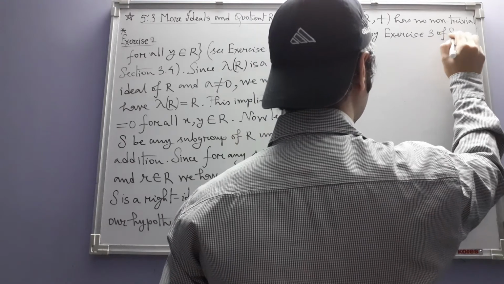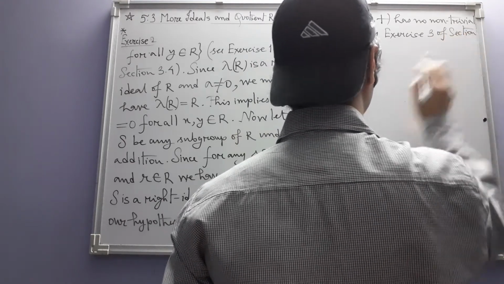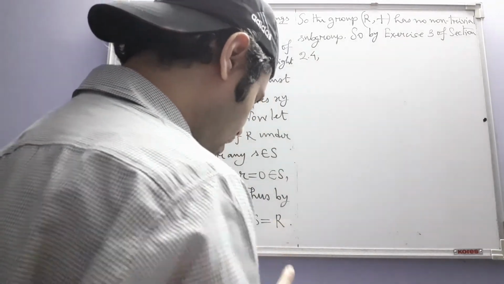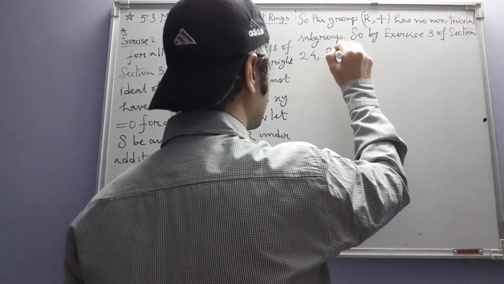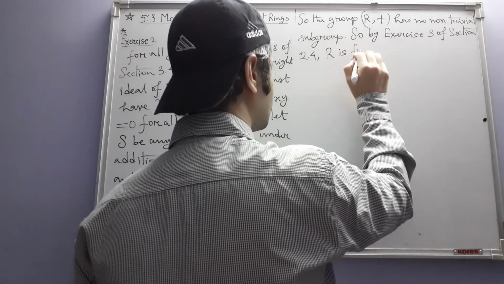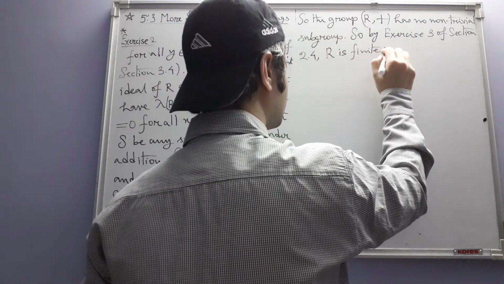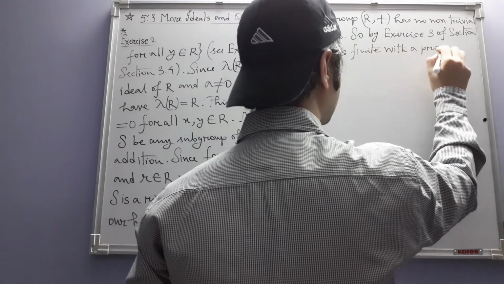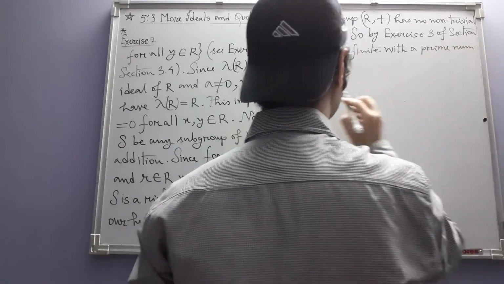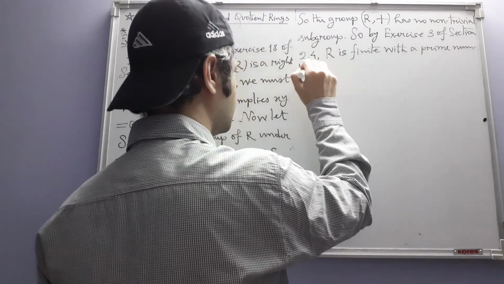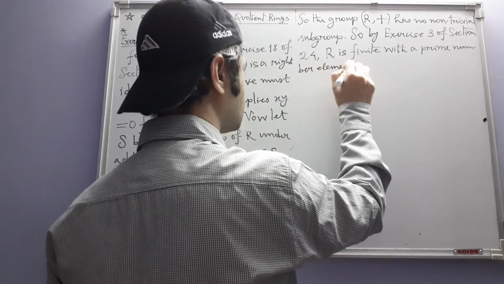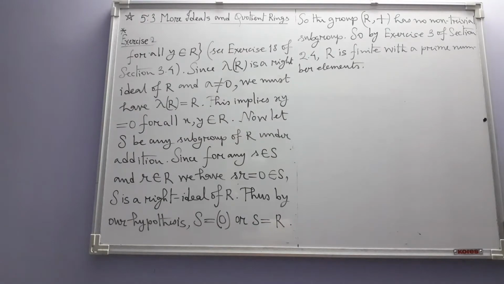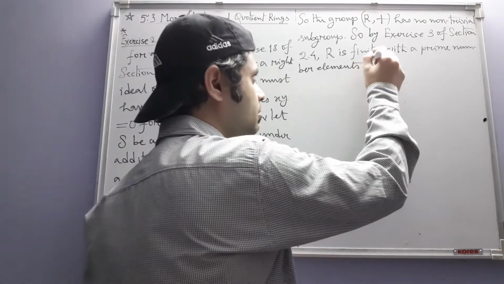Exercise 3 of section 2.4, R is finite with, this much is extra, a prime number of elements, but anyway we have got what we wanted. So this ends the solution.